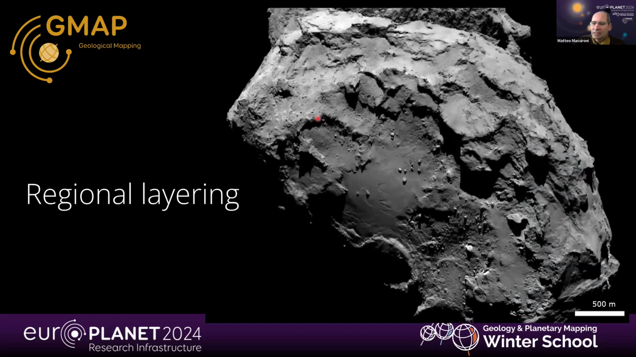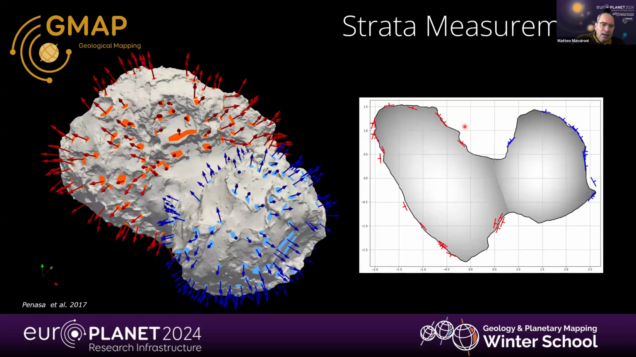And here you see that the terraces are actually many on the comet. You see the layering here in this wall, layering here, terrace here, another terrace here. You see step-like terraces here, okay? So every plane here of the terrace is a strata plane. So it is possible to measure them in 3D. And actually, this was done. And if you see here, you see all the vectors that are perpendicular to different kinds of stratification.